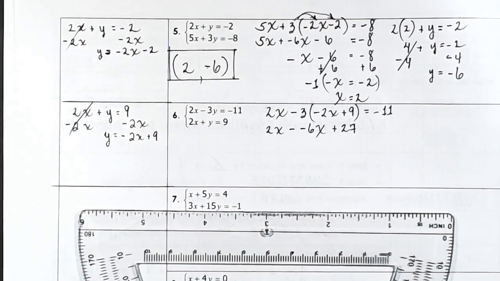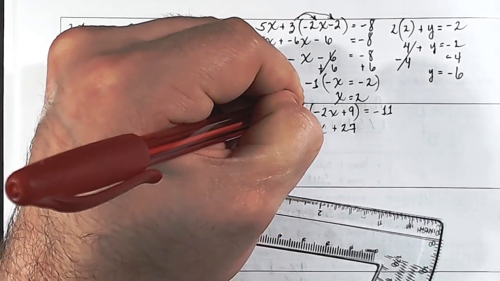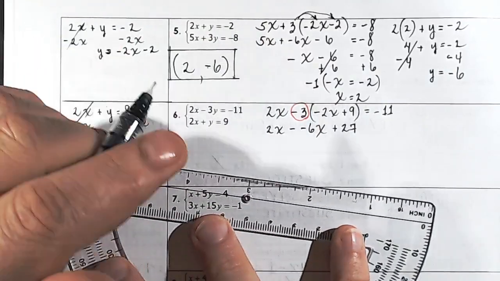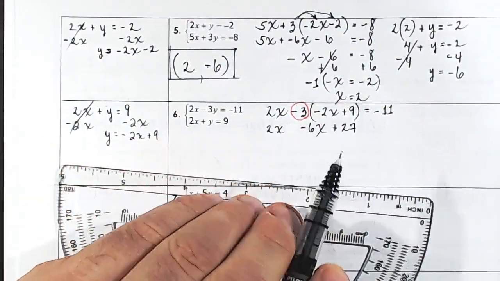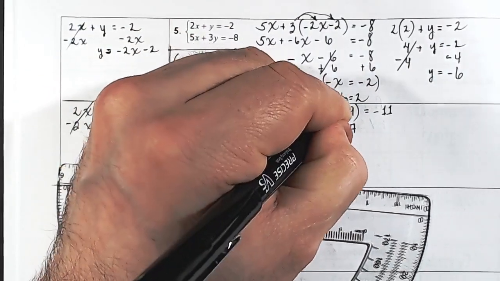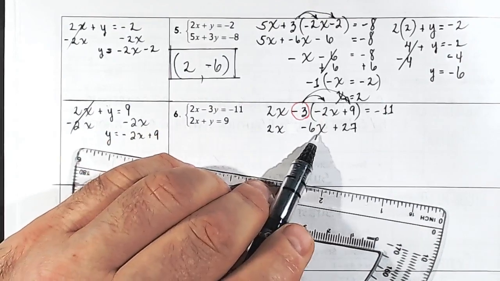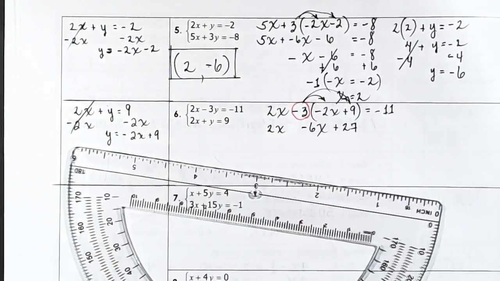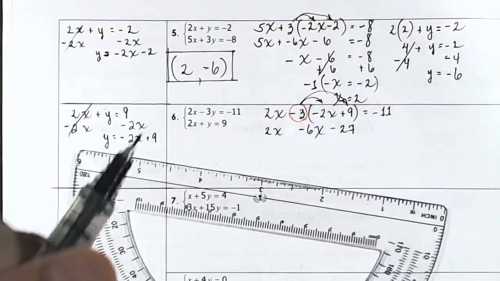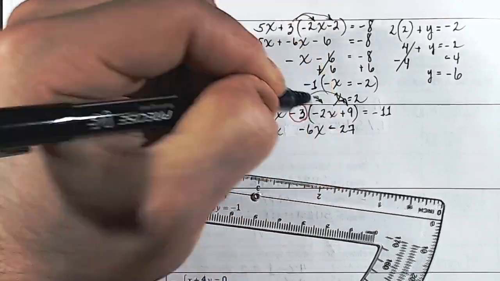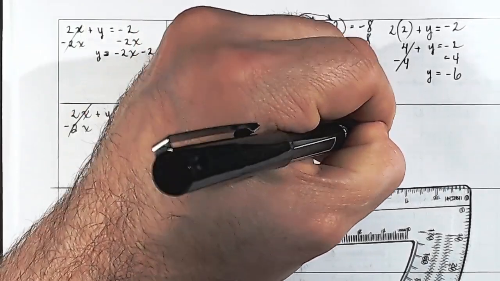I see I'm making a mistake. We have to consider this as a pair. Okay, we've got to keep it bonded. So what this is going to look like is when I distribute, let me explain. When I distribute negative 3 into the equation here, I'll have negative 3 times negative 2x, which gives me negative 6x, and then negative 3 times 9, which gives me negative 27. Okay, so my completed equation on the left side is 2x minus 6x minus 27 equals negative 11.